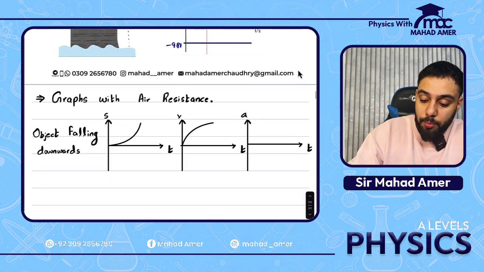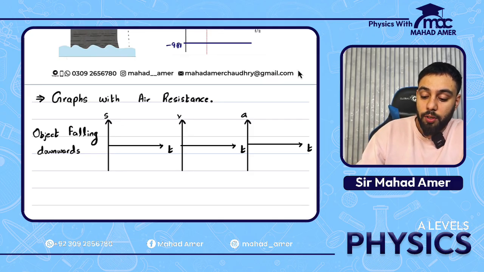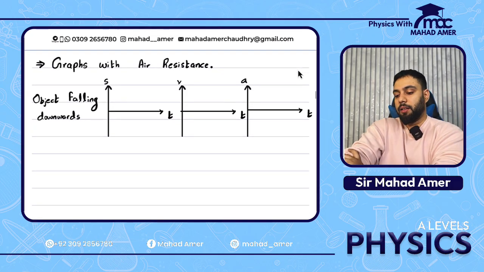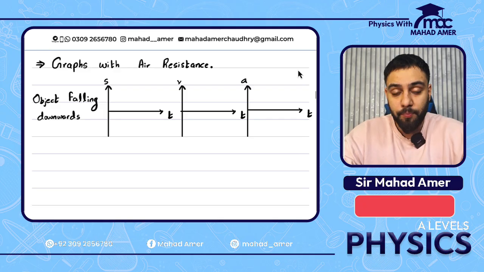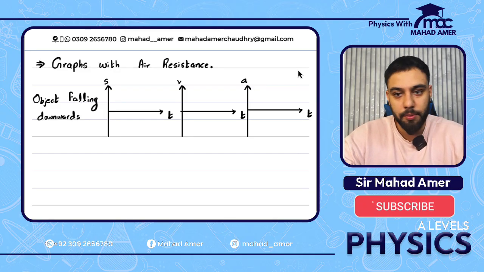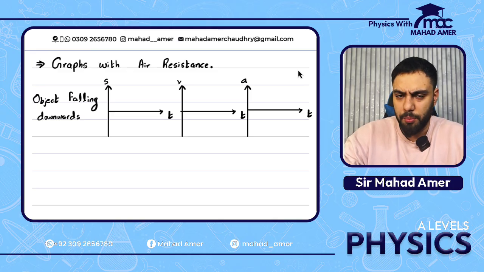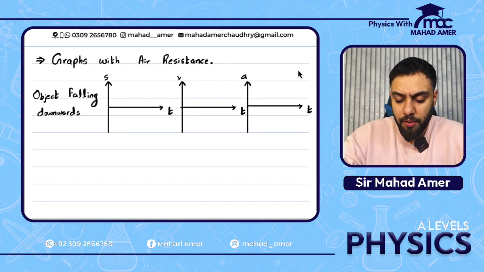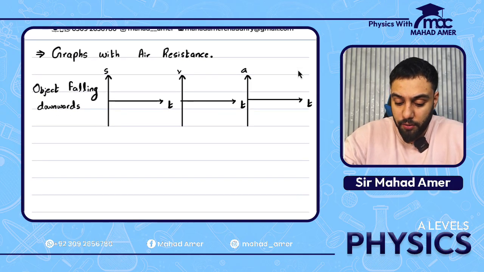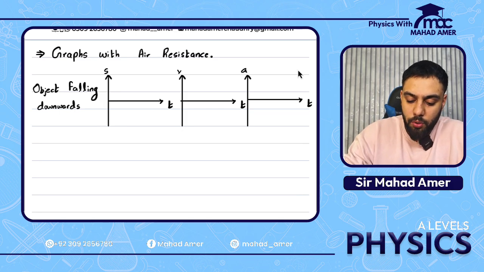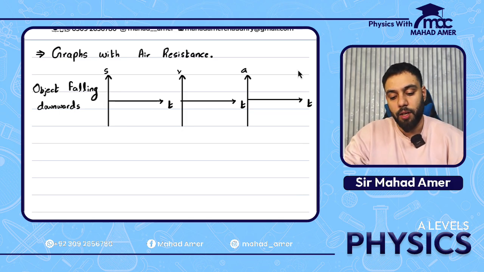Last, we have got a couple of concepts regarding what the graph would look like when there's a resistance present, and we'll conclude this lecture on this point. In the next lecture, we're just going to be doing past papers, all past papers. So the next couple of lectures are all regarding past papers of these motion graphs. Okay, so they're asking about graphs with air resistance.